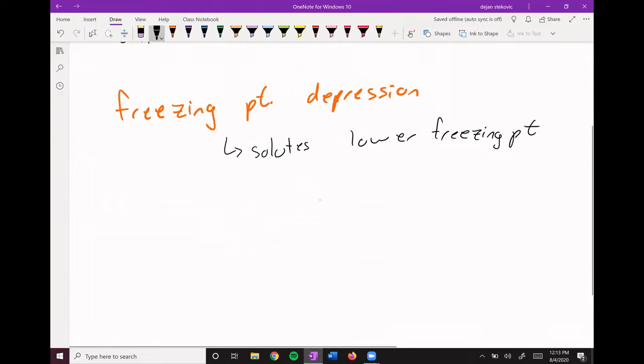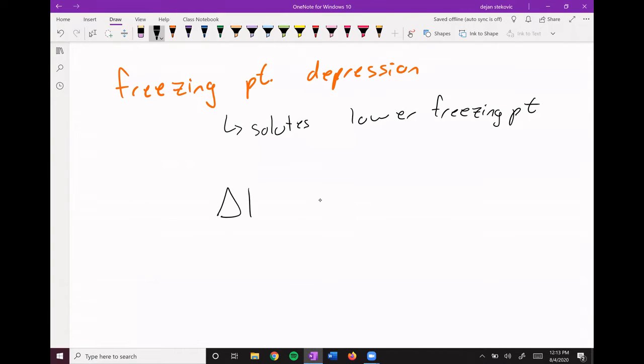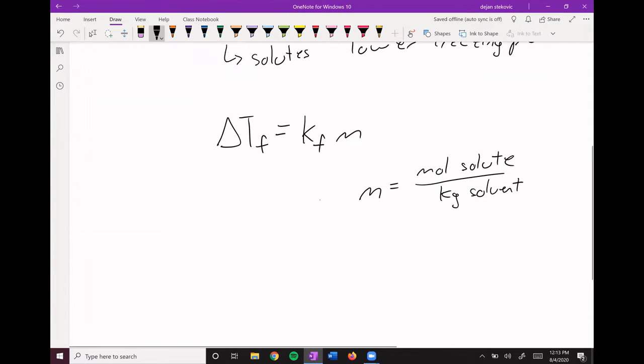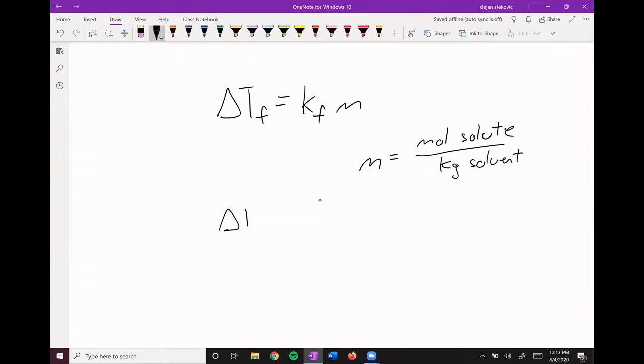And so it works according to this equation, in which the change in the temperature of the freezing point is equal to the constant times the molality. And so here, molality, remember that means your moles of solute over your kilograms of solvent, right? Kilograms solvent. So we can plug that in to get this equation.